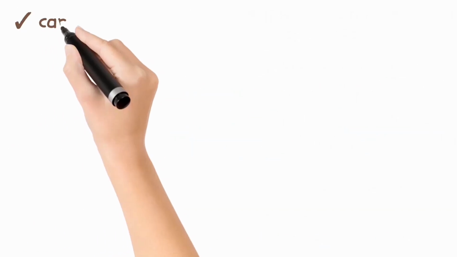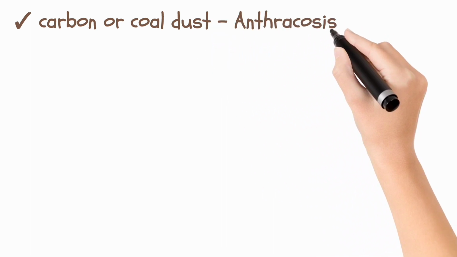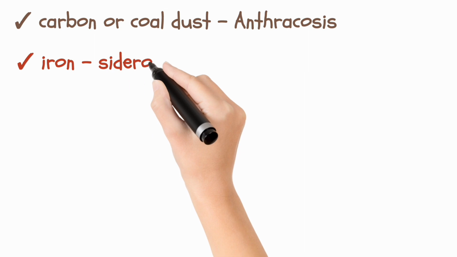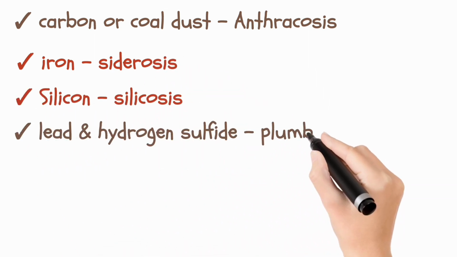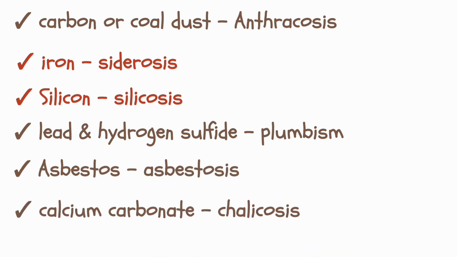Other exogenous pigments include carbon or coal dust, which causes anthracosis. That's the deposition of carbon or coal dust, known as anthracosis. Iron, siderosis. Silicon, silicosis. Lead and hydrogen sulfide, plumbism. Asbestos, asbestosis. Calcium carbonate, chalicosis.